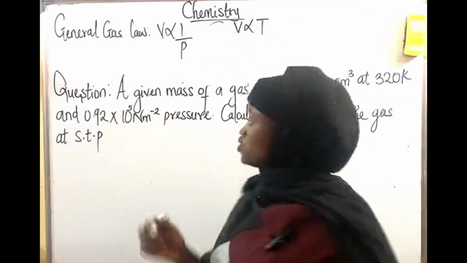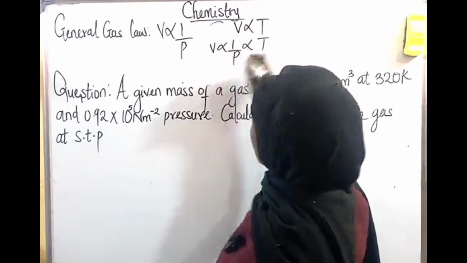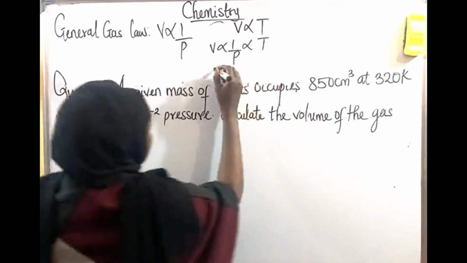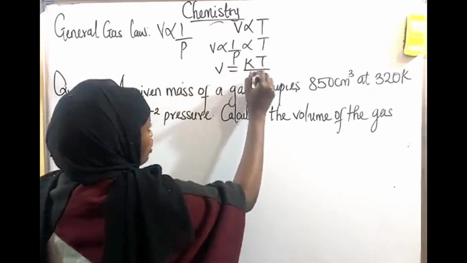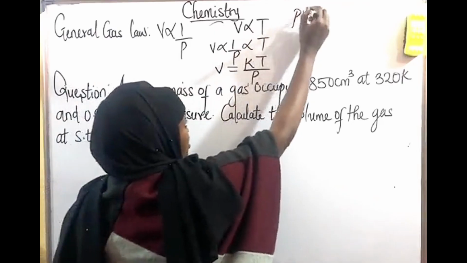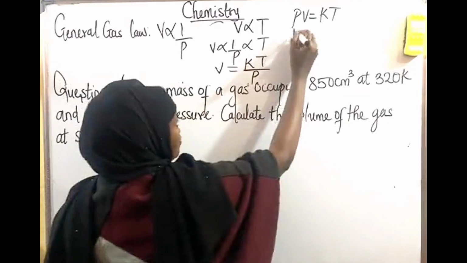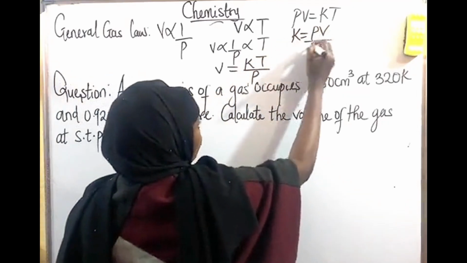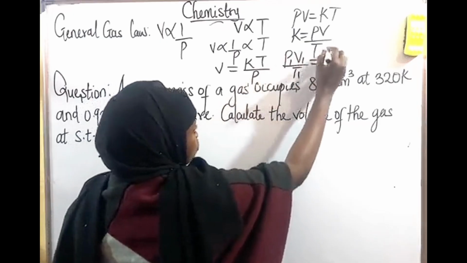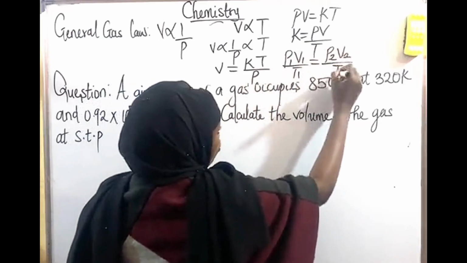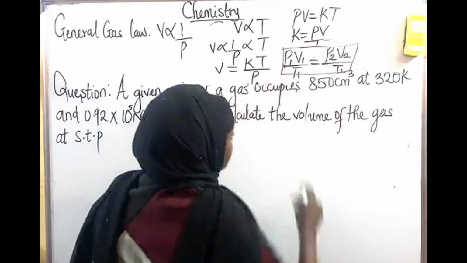Putting these two relations, we have V inversely proportional to P and directly proportional to T, right? So this is the same as saying that V, now introducing the constant sign, is KT over P. So this is the same as saying that PV equals KT. From here, making K the subject of formula, we have K equals PV over T. So this is the same as saying that P1V1 over T1 is equal to P2V2 all over T2. So this is the relation for the general gas law.